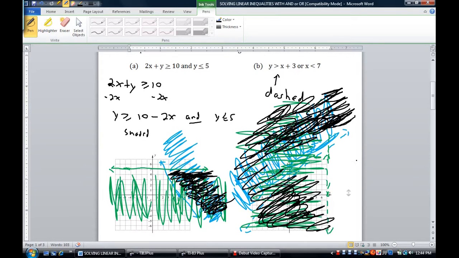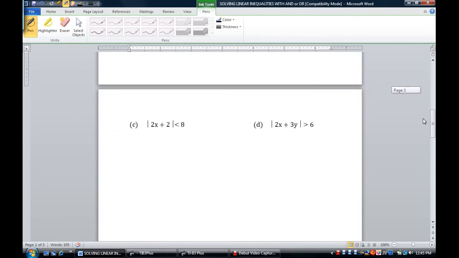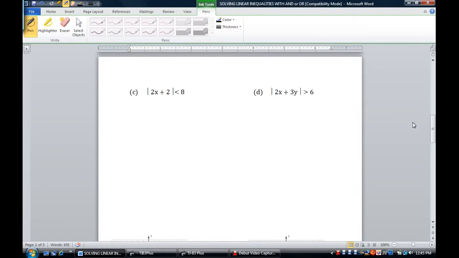So this is the only region that's not shaded. But everything else is. Because the OR takes everything. Just keep that in mind. We're going to do a couple more. Actually, 4 more.